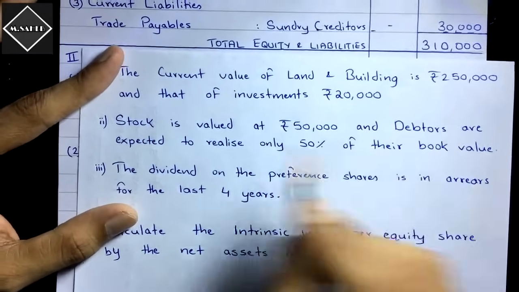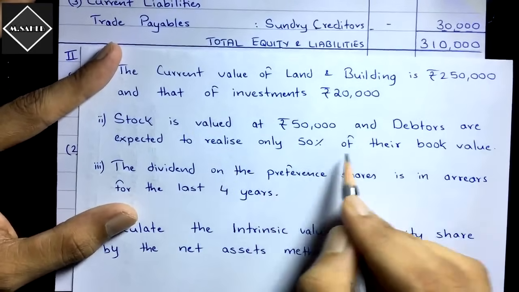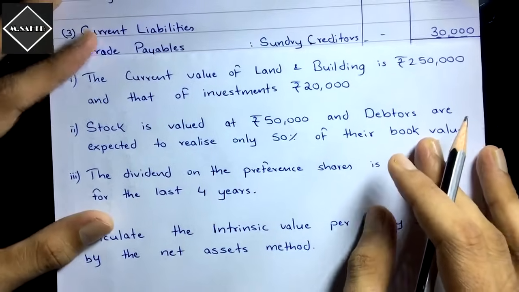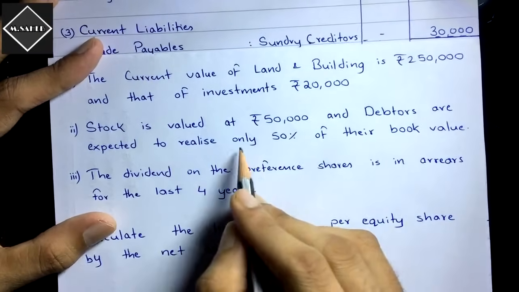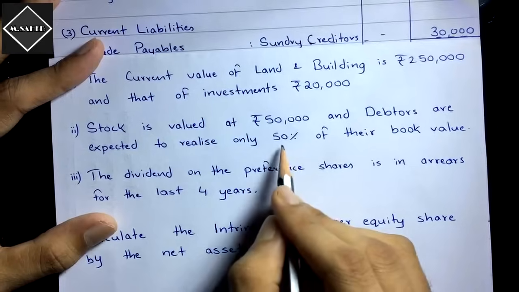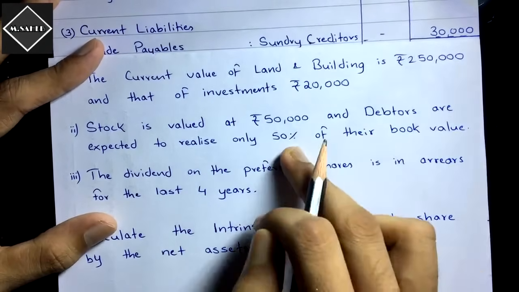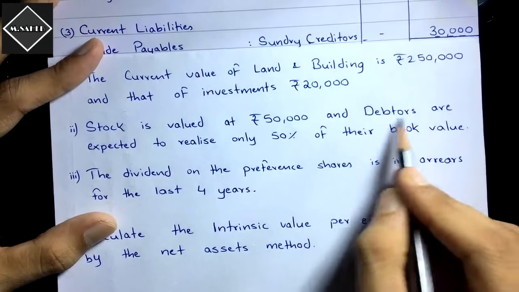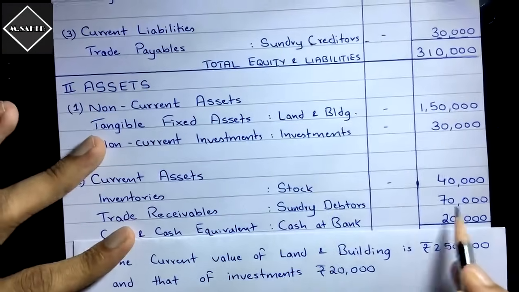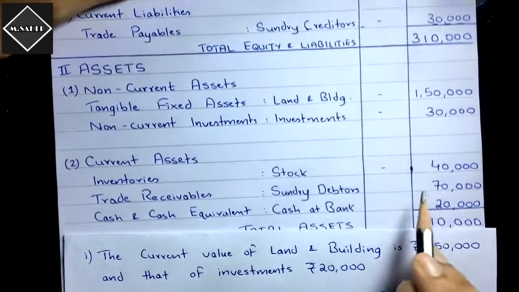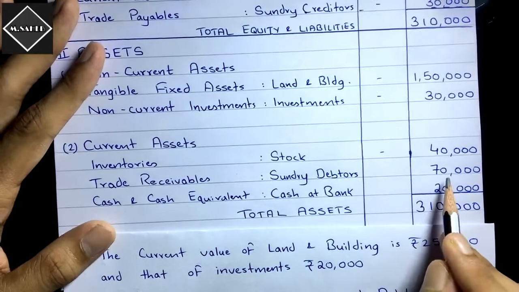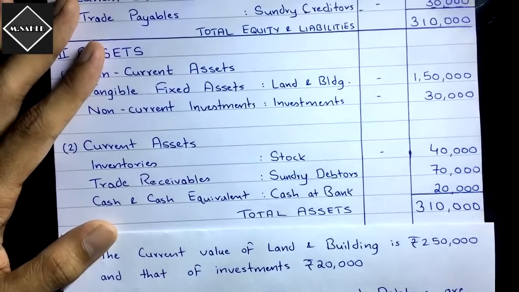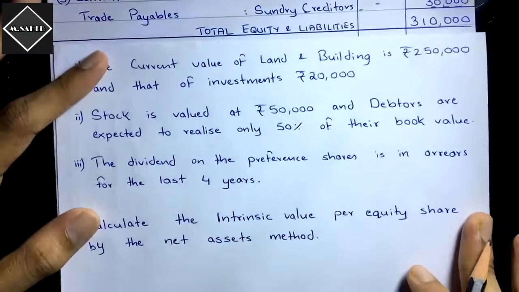Okay, and debtors are expected to realize only 50% of their book value. Here they are saying sundry debtors are expected to realize how much value? Only 50% of their value. That means the other 50% have gone bad. So we are going to consider only 50% of debtors. Debtors are 70,000, but in the valuation of shares, we are going to consider only 35,000. That is 50% of 70,000. Okay, all right. So that is what we are going to do.